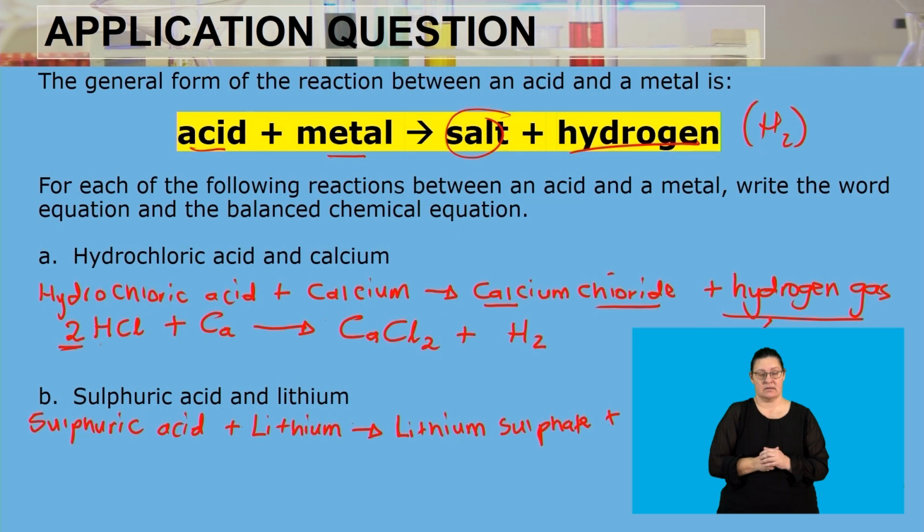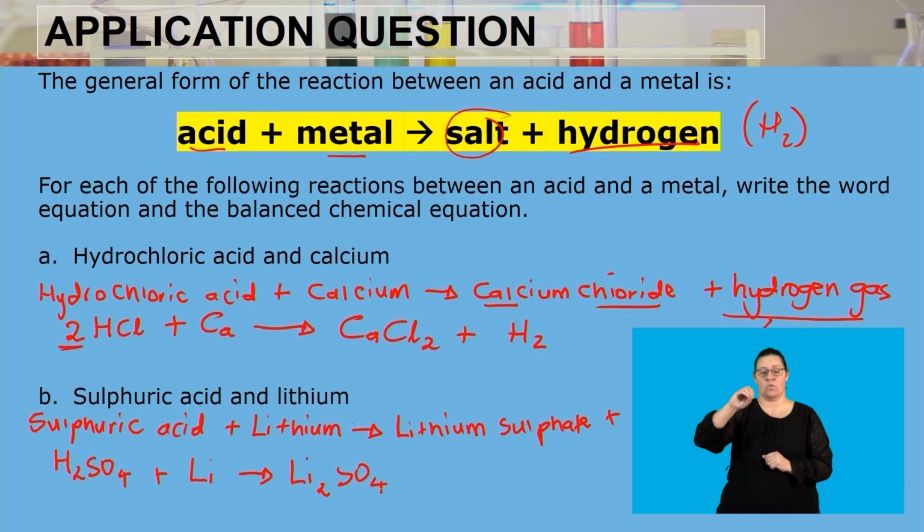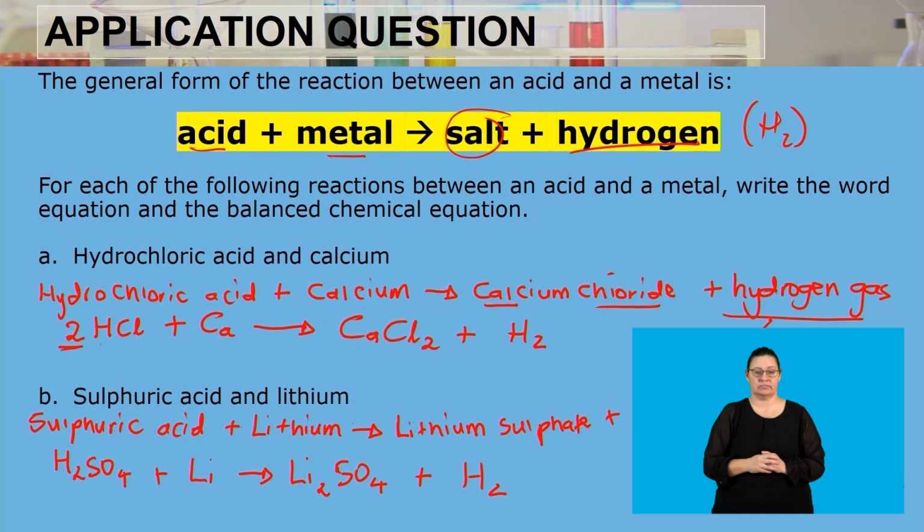Then the chemical formula. We know that sulfuric acid has a chemical formula of H2SO4, plus lithium is Li. This is going to react to form lithium sulfate, which is Li2SO4, and obviously that hydrogen gas will be there as our H2. Now, we need to make sure that the number of atoms on the left-hand side are equal to the number of atoms on the right-hand side. So we have 2 hydrogens, 2 hydrogens. In this case, our hydrogen is balanced. We have 1 sulfur, 4 oxygen, 4 oxygen, but 1 lithium and 2 lithiums.